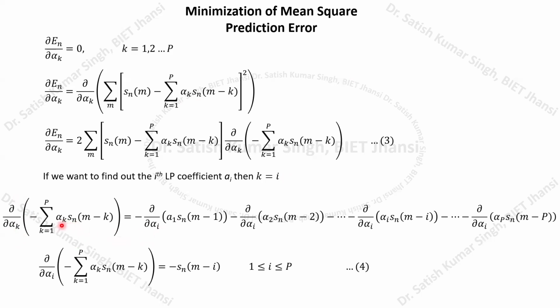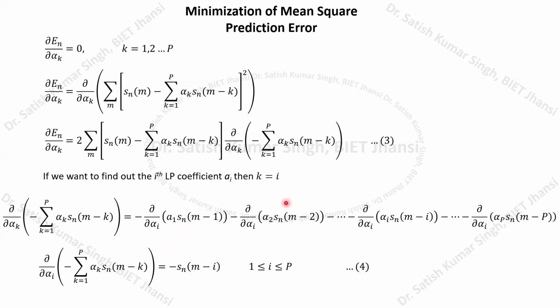If you expand this summation from k equals 1 to p, we can write this equation as alpha 1 s n m minus 1, then minus dou upon dou alpha i of alpha 2 s n m minus 2. Then again we have alpha i s n m minus i, and this summation will go up to alpha p s n m minus p, right? Now you can see that because we are differentiating with respect to alpha i, and here the coefficient is alpha 1, this entire term will become a constant, and therefore this differentiation will vanish.